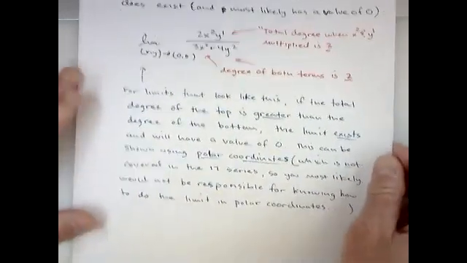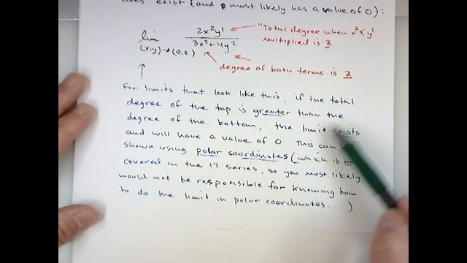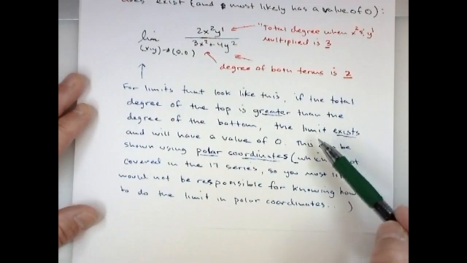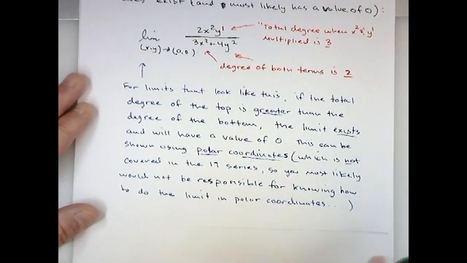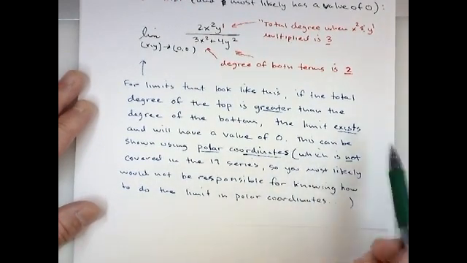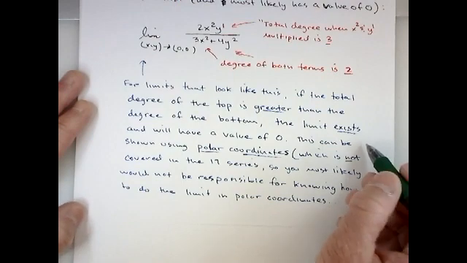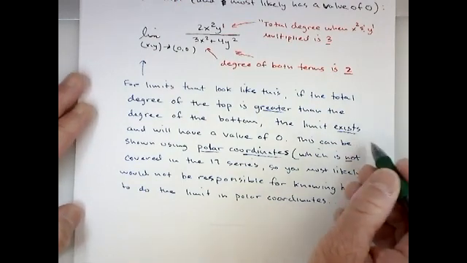What happens then is if your limit has that form, if the total degree of the top is greater than the bottom, then the limit will exist and it will have a value of 0. This is something that actually can be shown in 21C, the calculus course for engineers and math majors.